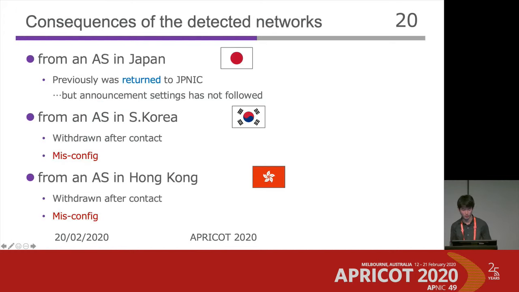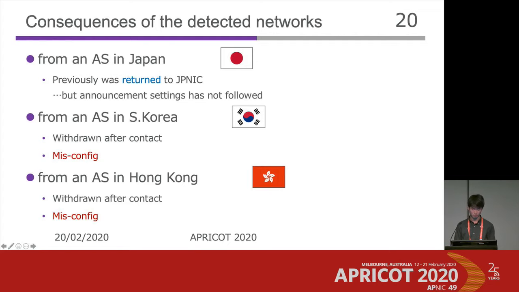And these are the consequences of the detected networks. The first one, from an AS in Japan, was previously returned to JPNIC, but apparently the announcement settings have not followed yet, and it is still alive as a route. Secondly, the one from an AS in South Korea was withdrawn after contact, and it turned out to be a simple misconfiguration. For the third one, the situation was exactly the same: it was withdrawn after contact, and it was a simple misconfiguration.